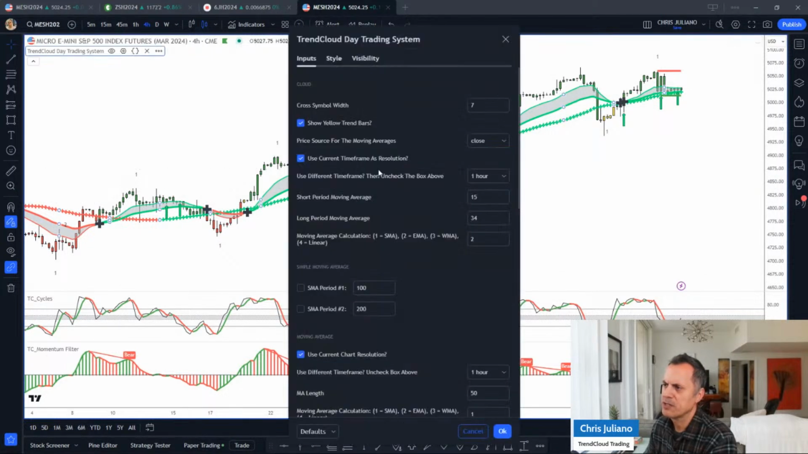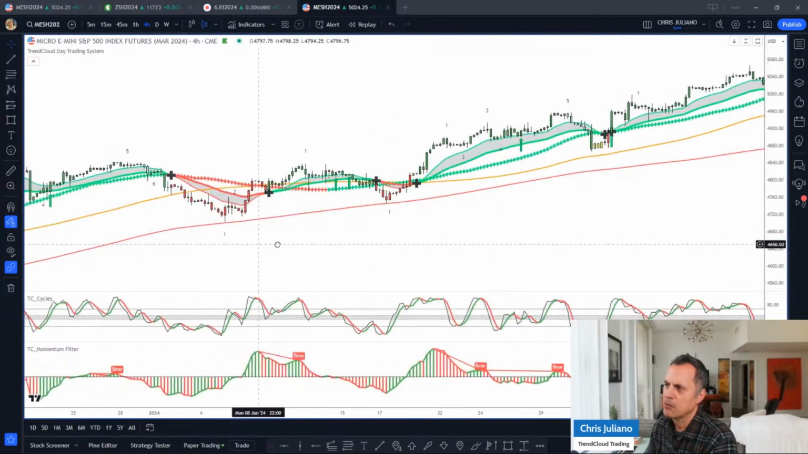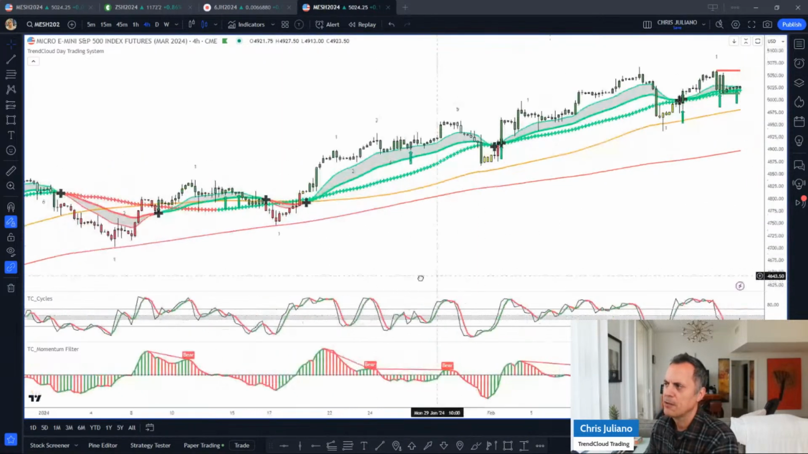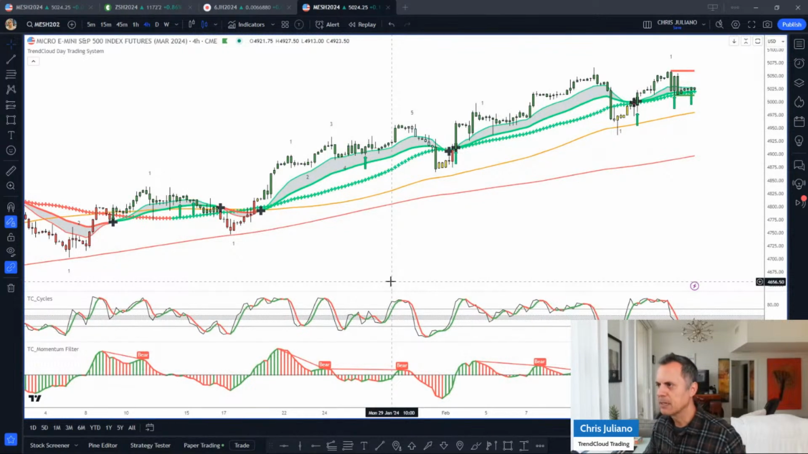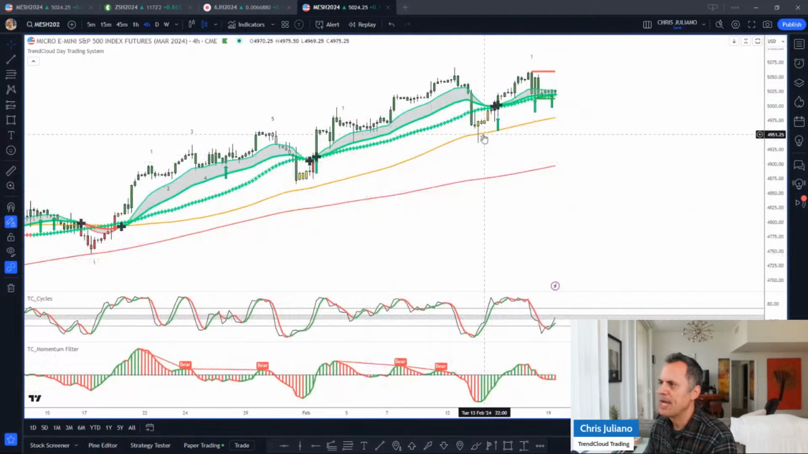Double click onto your TrendCloud and check off the 100 and 200 simple moving average. Take a look at how TrendCloud pulls back into that 200 simple, makes a move up. Pulls back into the 200 simple, makes the move up. These are the observations you want to make to track the trade. Pulls back, doesn't quite hit that 100 simple, makes the move back up. Pulls back, tags that 100 simple, and makes the move back up.